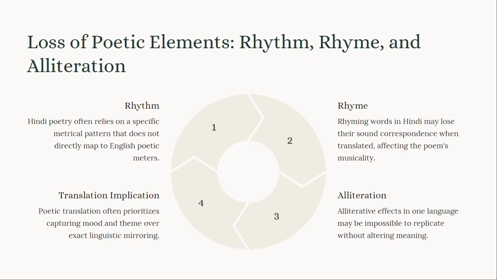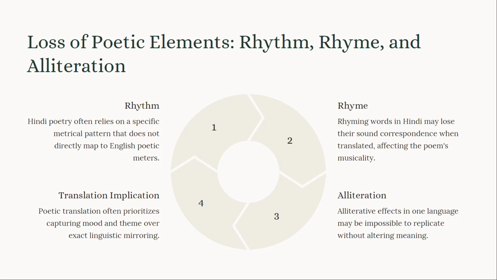And the last one is loss of poetic elements. For that, rhythm, rhyme and alliteration are required. For example, rhythm. Take an example, Hindi poetry often relies on specific metrical patterns that do not directly map to English poetic metres. Loss of poetic elements will always be there when you are translating from Hindi to English. Rhyme can also be a problem. Alliteration can be the third problem. And the fourth can be translation implication.